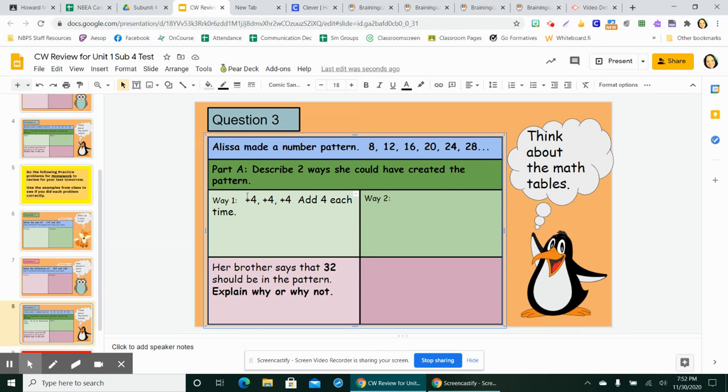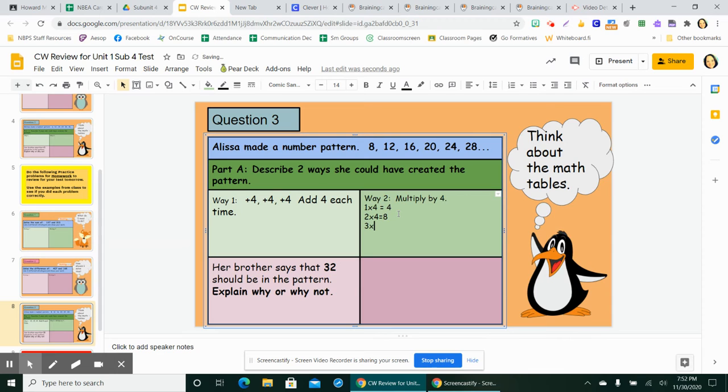The other way, if I want to know how this pattern could be figured out, I think about the number 4, and this time I'm going to think about multiplying. So multiply, maybe times 4. Let's see if that would work. So if I did 1 times 4, that equals 4. And 2 times 4 equals 8.